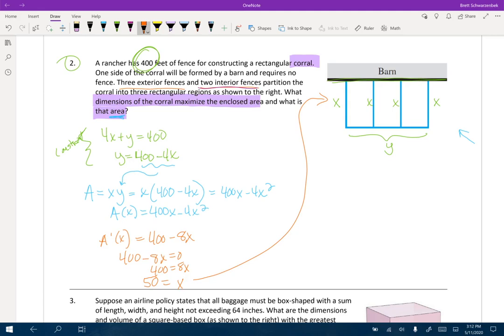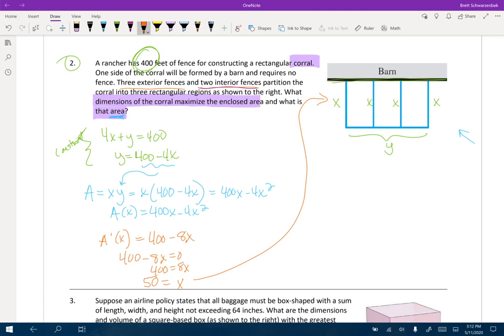And by the way, wouldn't you want to do that? If you were a farmer and you wanted the most possible area, I mean, maybe there's animals in there or something, of course you want that to be the most. So you would do the measurements, you would do this math, and you would figure out that this has to be a length of 50.